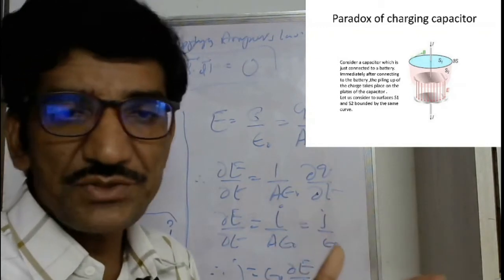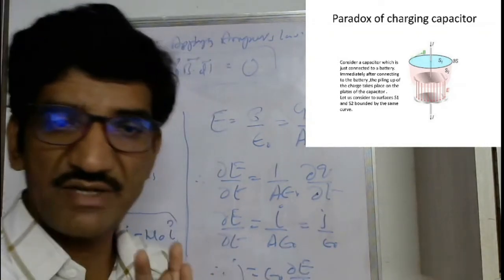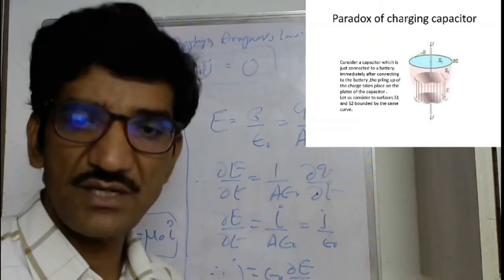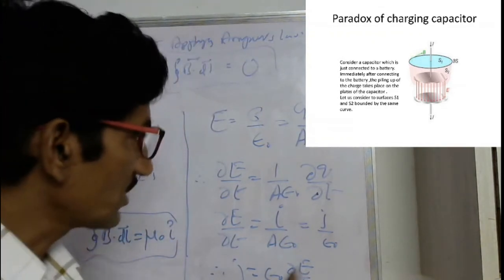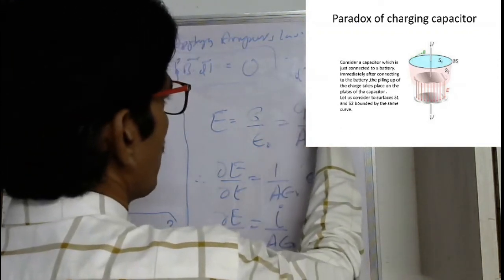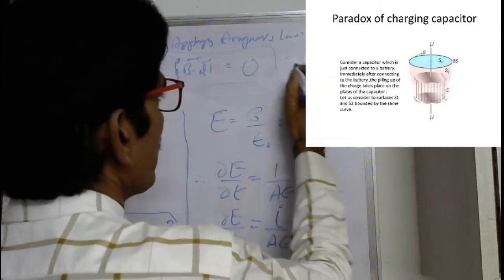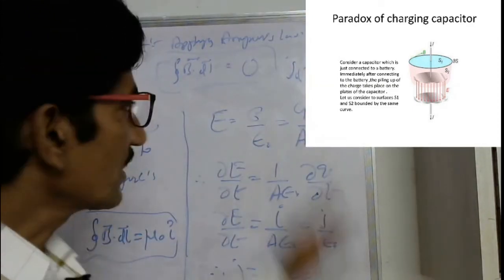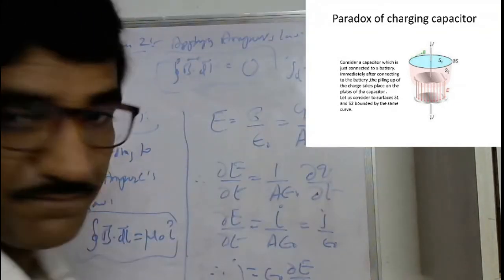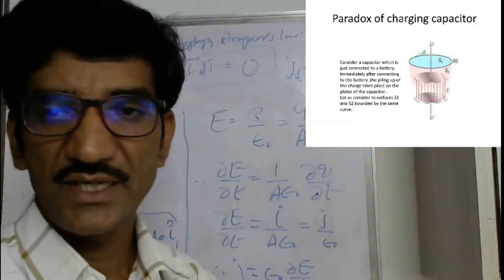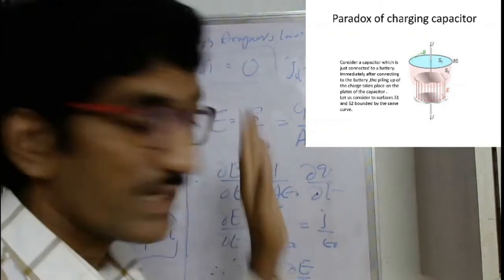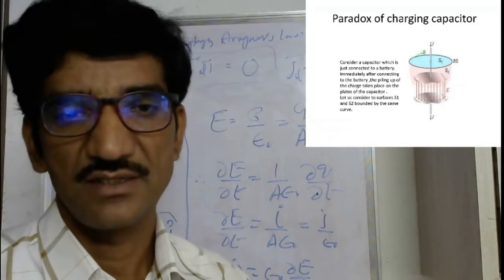That is equivalent to the current called displacement current, given by J_D is equal to epsilon naught dou E by dou t. This is a current equivalent due to the variations of electric field in between the two plates. This is what is known as a displacement current.